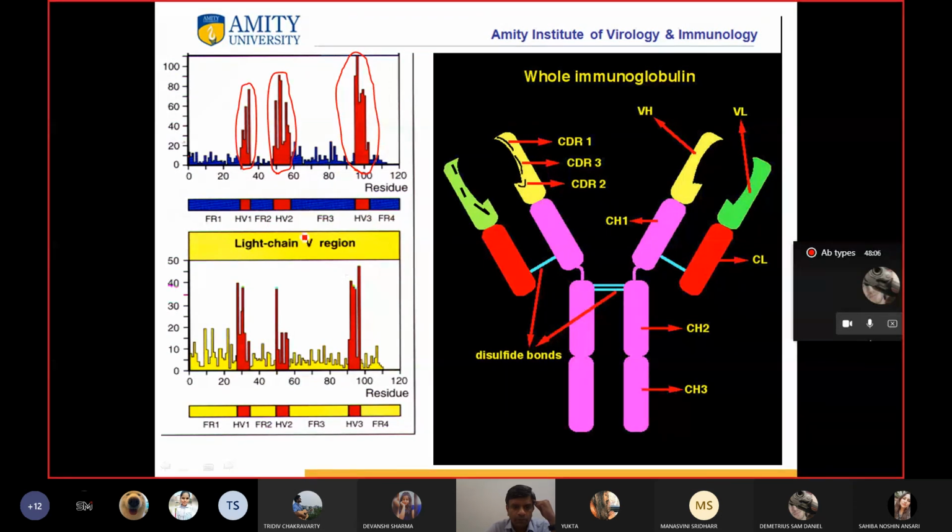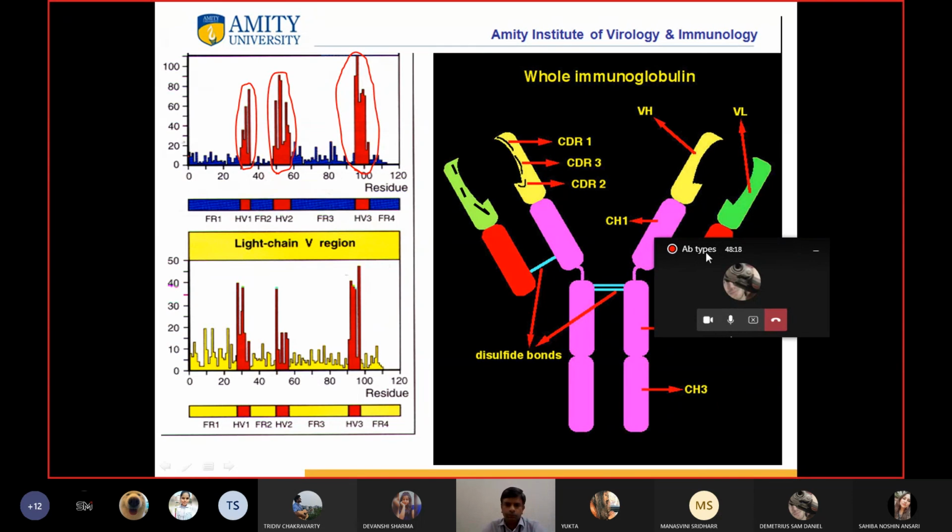Okay, so even for the light chain it is the same, right? Okay, so is it clear? Any question?